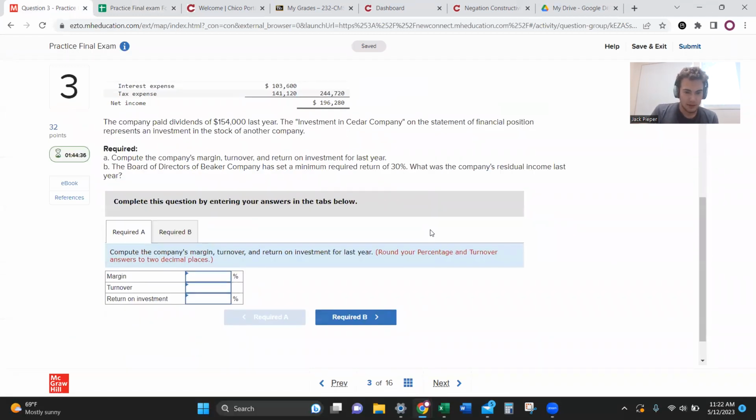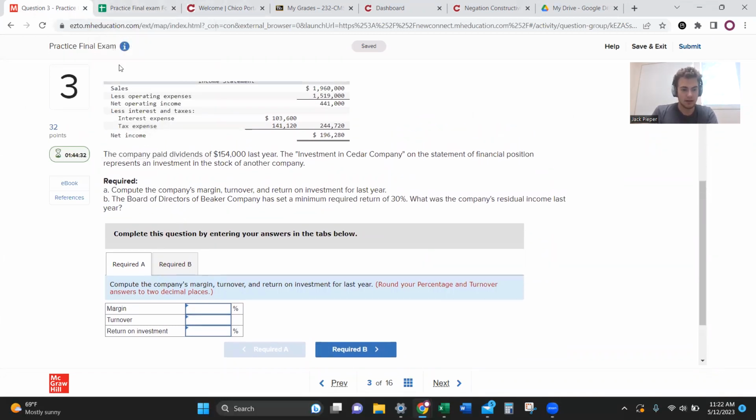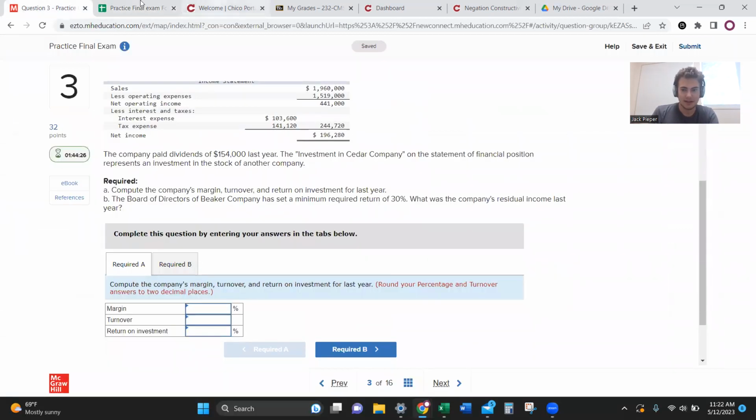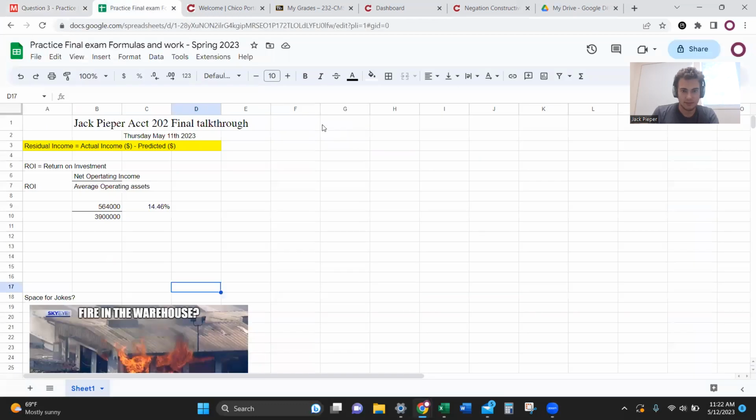Okay, calculate the company's margin, turnover, and return on investment. Okay, so well, I could give you the margin equals this over this, I'm just going to tell you what it is practically. So let's do it right here. So margin, and then we'll have that be the measure of.